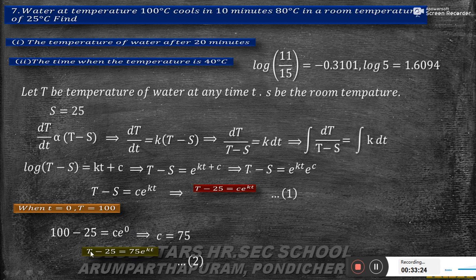So you see here, that means I substitute in T minus 25 equal to C into e power Kt. Capital T is 100, so 100 minus 25 equal to C into e power 0, where the small t value is 0. I substitute everything in equation number 1. So capital T equal to 100 and small t equal to 0. So 100 minus 25 equal to C into e power 0. Here e power 0 is 1. So C equal to 75. Again I substitute the C value, 75, in equation number 1. So T minus 25 equal to 75 e power Kt. This is equation number 2.